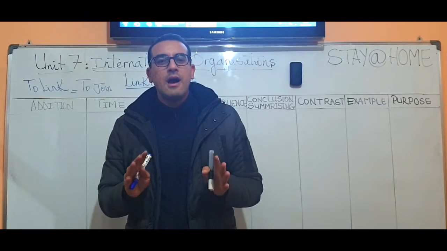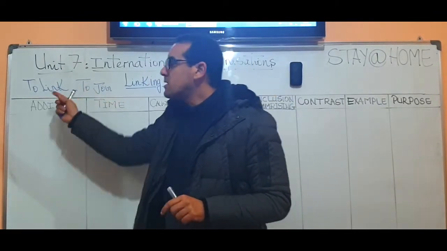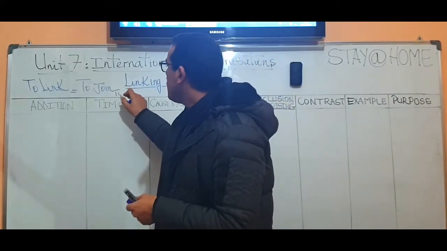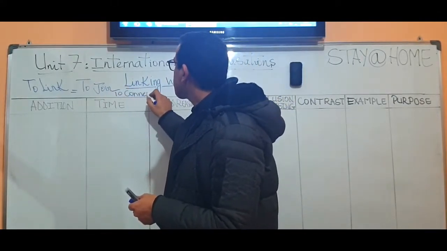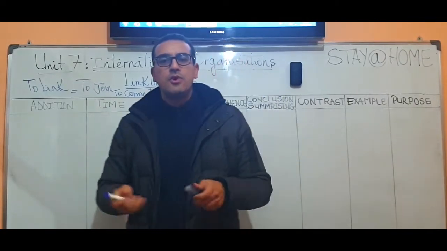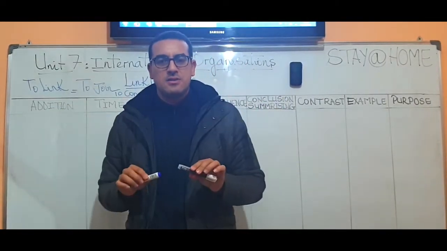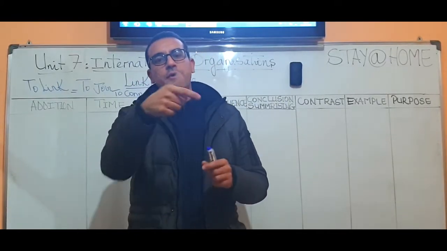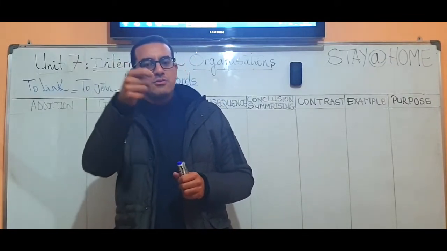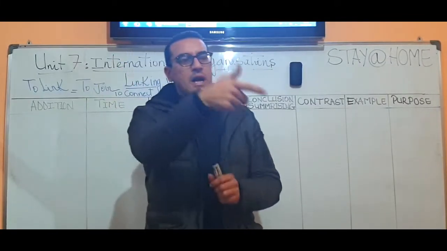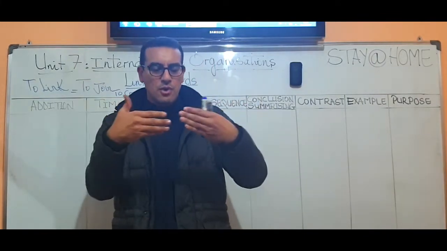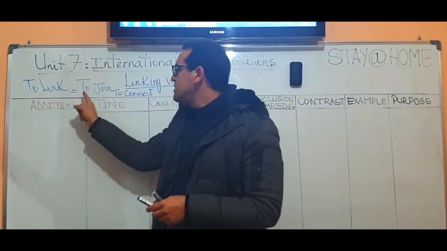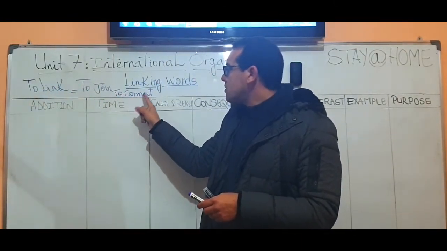We're going to learn how to join and how to link sentences. We can also say to connect. To connect two different parts. To connect your charger, for example, to your phone. To connect your charger or the socket to the plug, to plug it in. This is what we mean by to connect. So here we have linking words. To link means to join or to connect.